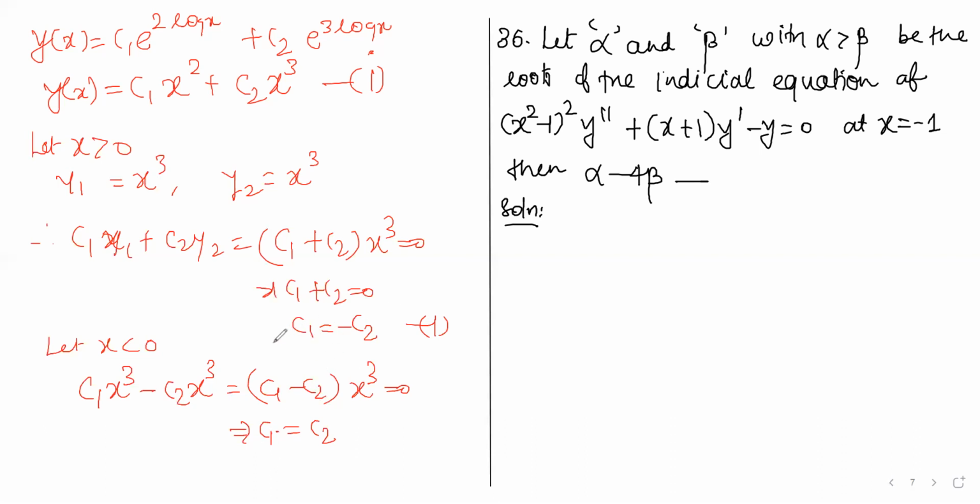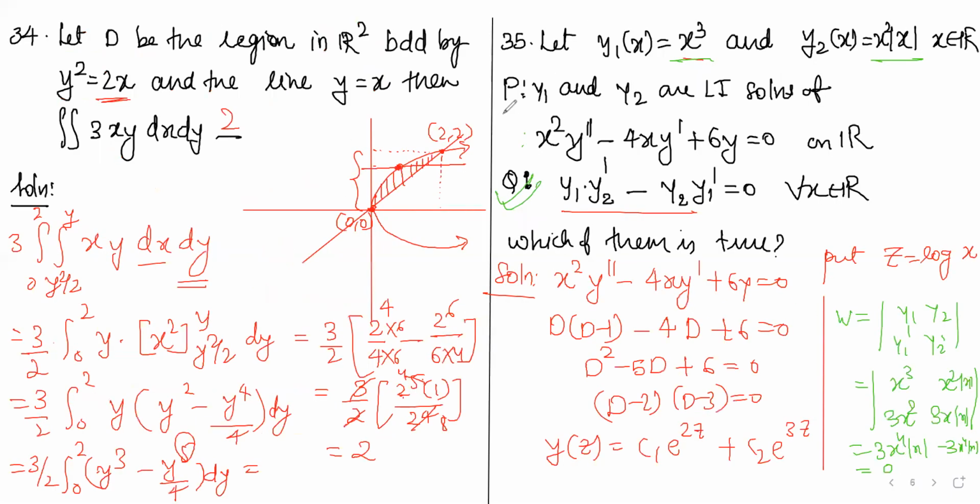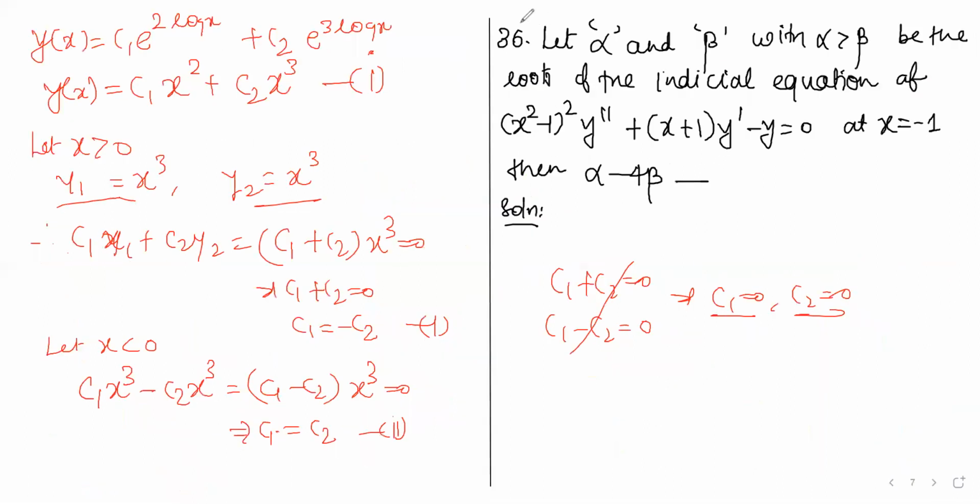If we club these two equations, c1 plus c2 equals 0 and c1 minus c2 equals 0, then solving gives c1 equal to 0 and c2 equal to 0. So in the linear combination, both c1 and c2 are 0. This implies y1 and y2 are two linearly independent solutions. That means even statement P is correct. So option A will be true: P and Q are both correct.